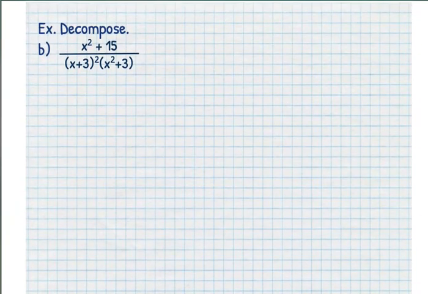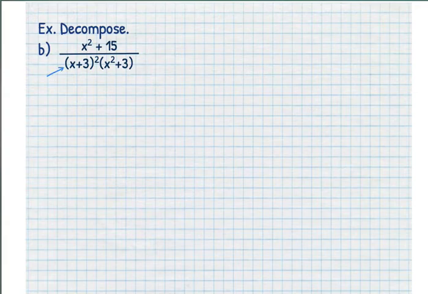So the first thing we have to check is whether the denominator's power is higher than the numerator's. And it is. The bottom power is to the 4th. The top is only squared. So we don't have to worry about long division. So everything's all factored for us. Now we just have to go through and figure out what our terms are.